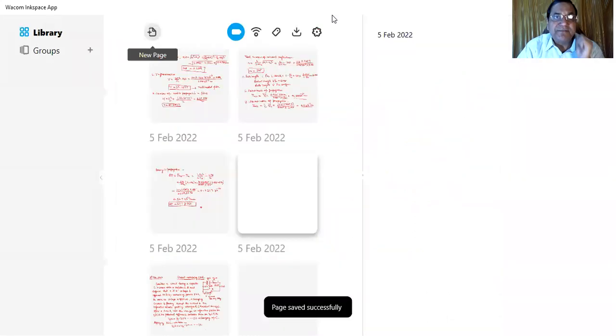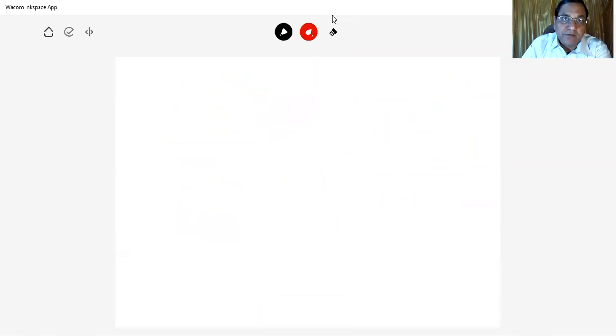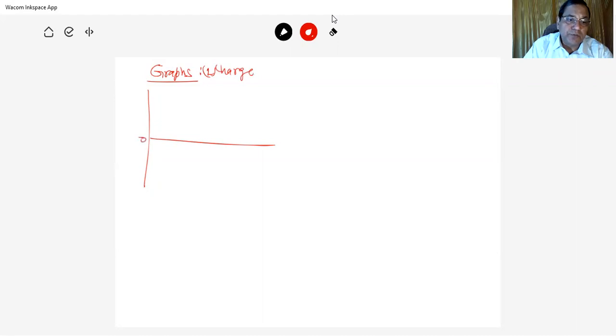Due to this phase difference, we can plot the graph. We have two graphs. One is the charge, other is current. First graph is charge. If we have this as 0, then this kind of graph is there.